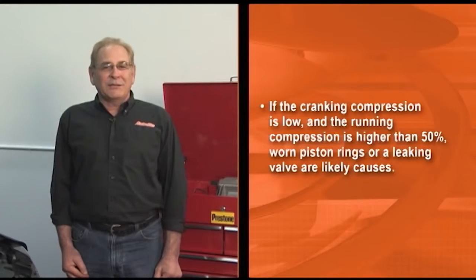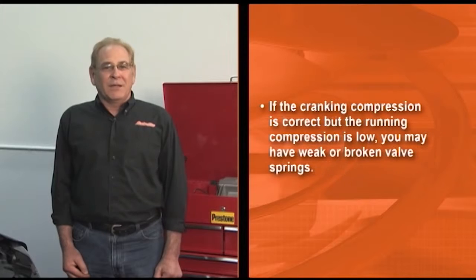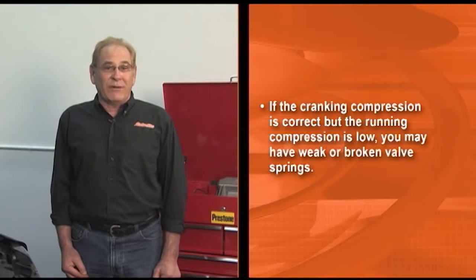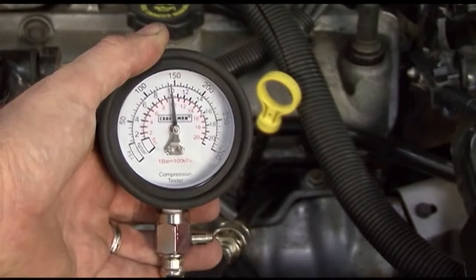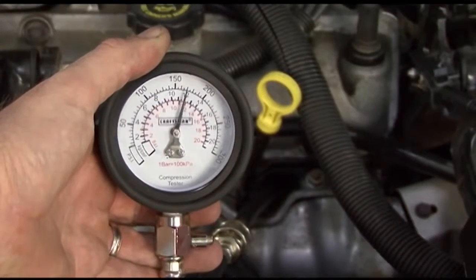If the cranking compression is low and the running compression is higher than 50%, worn piston rings or a leaking valve are likely causes. If the cranking compression is correct, but the running compression is low, you may have weak or broken valve springs. Next, snap the throttle a couple times and allow the gauge to store the high pressure.